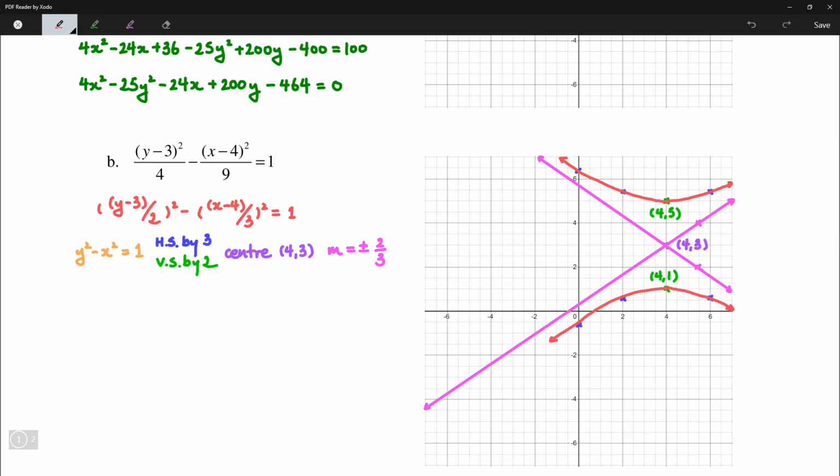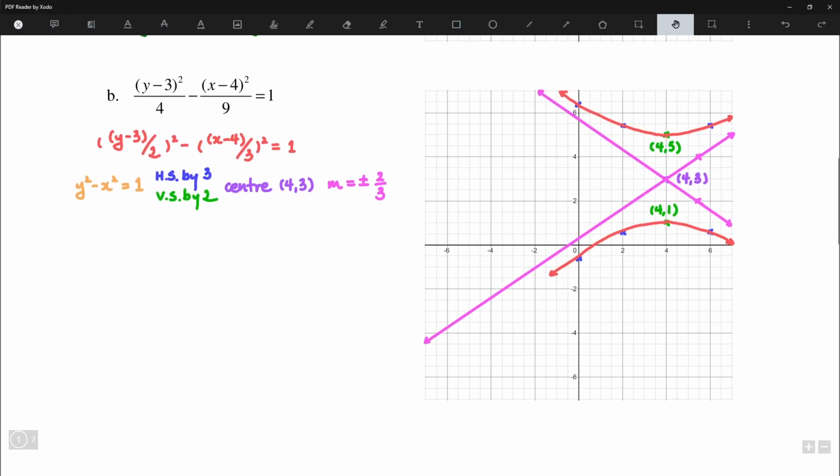Okay, so second part of the question, we are now going to rewrite once again the equation into general form. The first step is once again to multiply by the lowest common denominator. In this case, that's 36. So we are going to get 9 times (y minus 3) squared minus 4 times (x minus 4) squared, and that's going to be equal to 36.